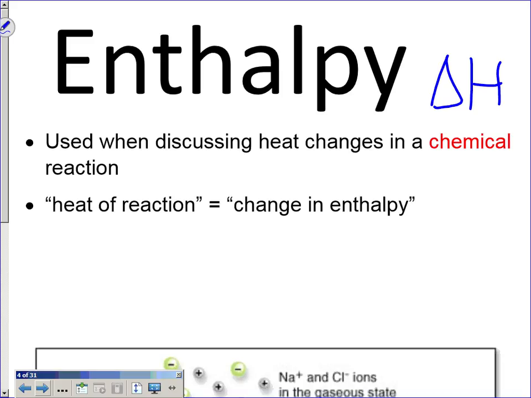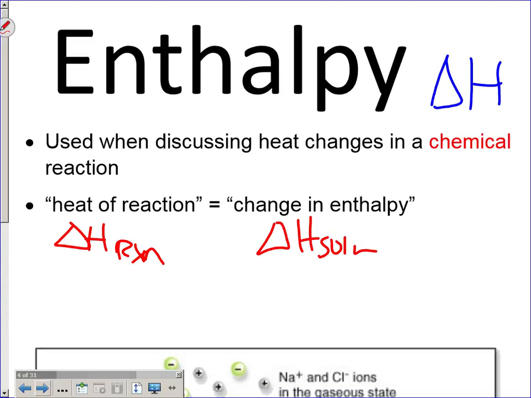So when we talk about enthalpy, we're usually talking about chemical reactions. Heat of reaction is kind of how it's termed, heat of reaction, RXN, or sometimes you'll see heat of solution, which is what you've done in your lab for the past 3 days. You'll see heat of neutralization, NEUT, neutralization. It can be really anything. Heat of fill in the blank, because it's talking about the reaction, it's talking about a solution process.